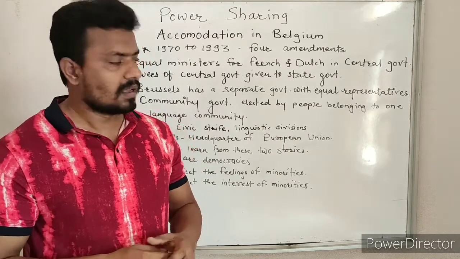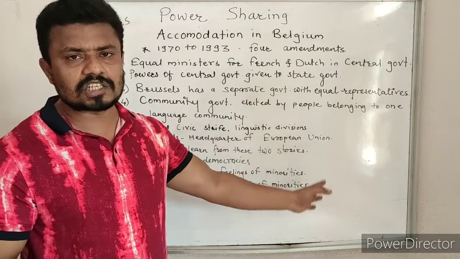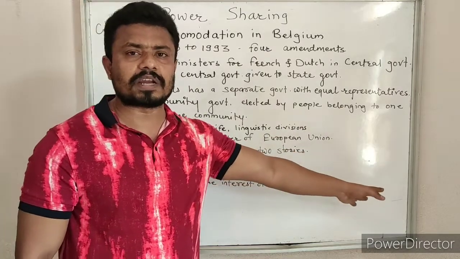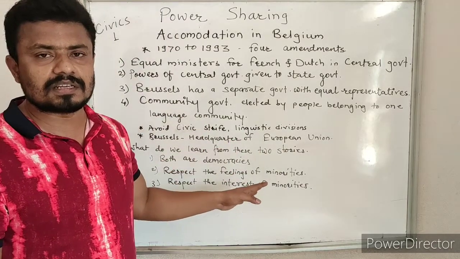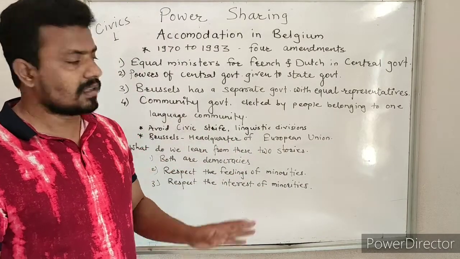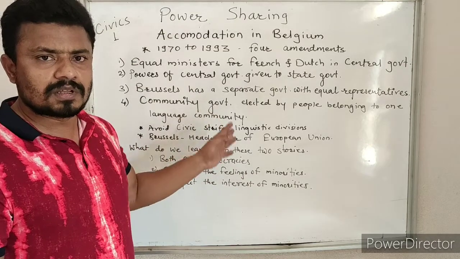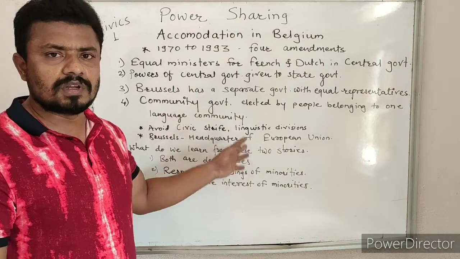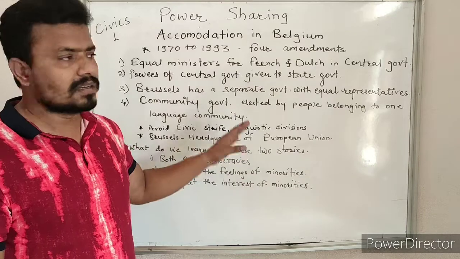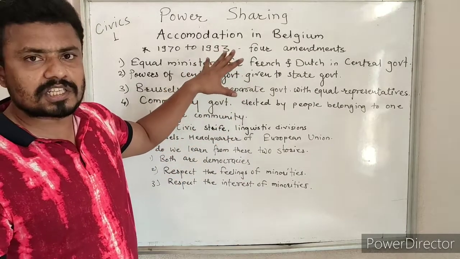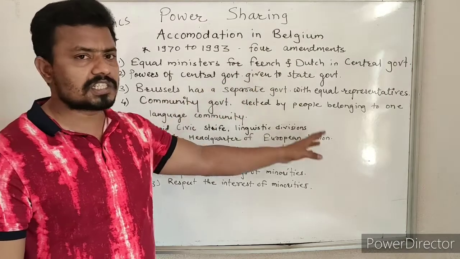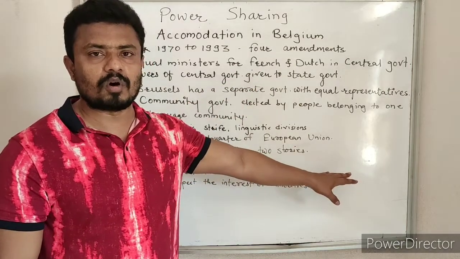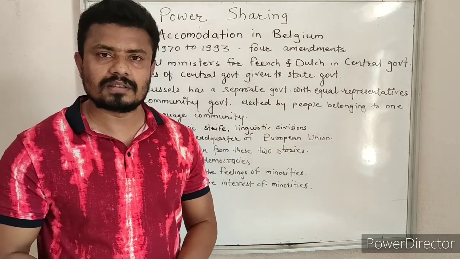So in this way, there are 2 examples. In Sri Lanka, the majority is not respecting others, but in Belgium, the majority community is respecting their minority community. That's why there is no problem in Belgium. There is no civil war in Belgium. People of Belgium are satisfied. Their accommodation, their changes in the constitution, are very much accepted by the people. But in Sri Lanka, they are facing the problem of civil war. Thank you very much.